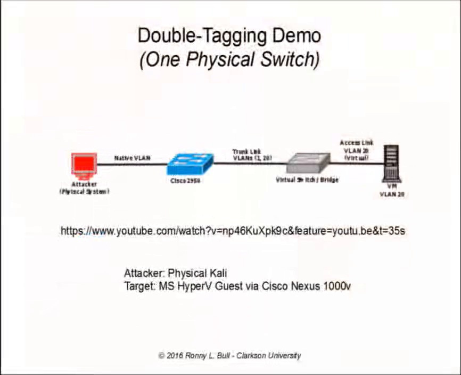Okay, so we have one more here. In this case, we decided, hey, if we could do it with two virtual switches, let's take one out. Let's go through one physical switch into another virtual switch and see if that second virtual switch will successfully do that double tag. So we don't have three switches now, we're down to two. One's physical, one's virtual. In this case, the physical Kali system is the attacker, and we're going into a Microsoft Hyper-V guest on a Cisco Nexus 1000V. Has anybody ever tried to set up a Cisco Nexus 1000V? How fun is it, right? Oh yeah, okay. So let's take a look at this one.